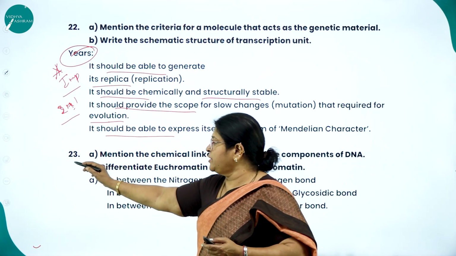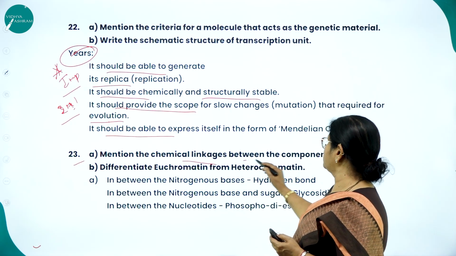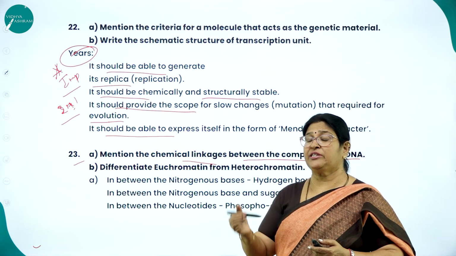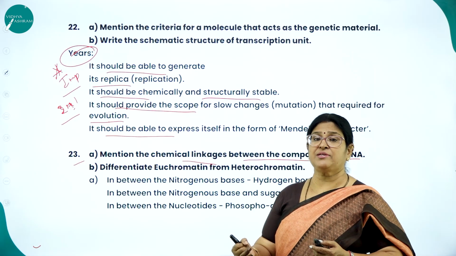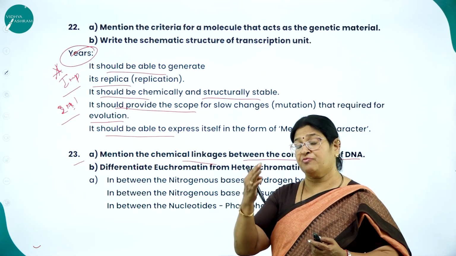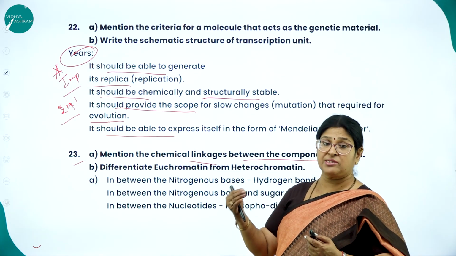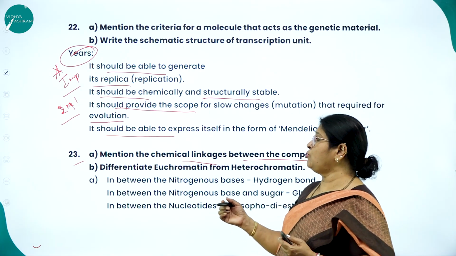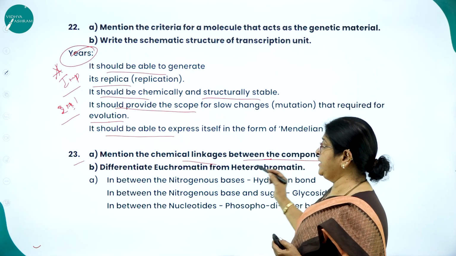Moving on to question number 23. Again, it is a split question. Mention the chemical linkages between the components of DNA. We all know the chemical composition of DNA: 4 nitrogenous bases, a pentose sugar, that is deoxyribose sugar, as well as a phosphate group. So what is the linkage present between the components of DNA?